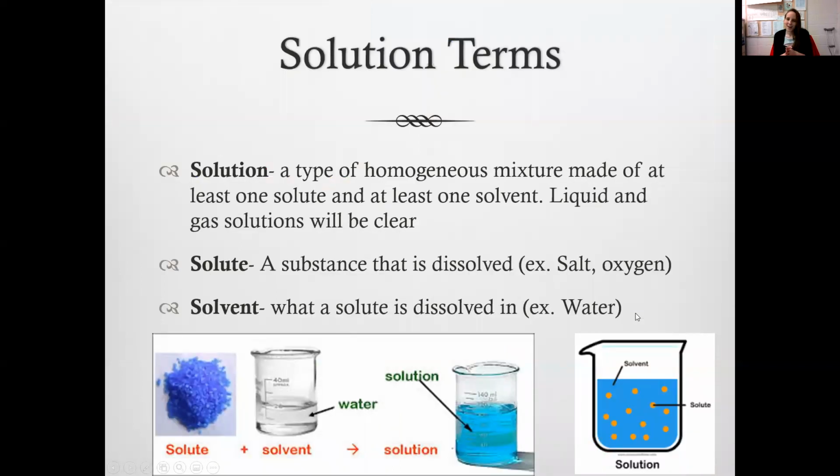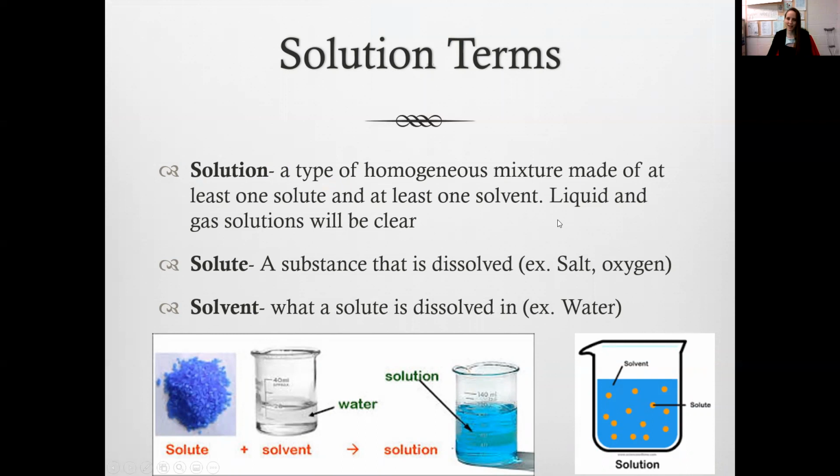Next on to some of our solution definitions. So a solution is a type of homogeneous mixture that is made of at least one solute and one solvent. If we're dealing with liquid and gas solutions, they will be clear, again, because it is a homogeneous mixture. A solute is the substance that's being dissolved.